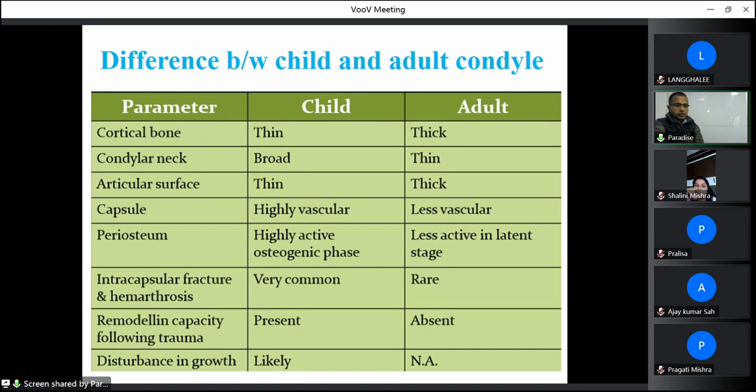Remodeling capacity following trauma is present in pediatric patient, but the remodeling capacity is not present in case of adult. Disturbance in growth is more likely, so it will lead to facial asymmetry, TMJ ankylosis in pediatric patient. It is not present in case of adult.